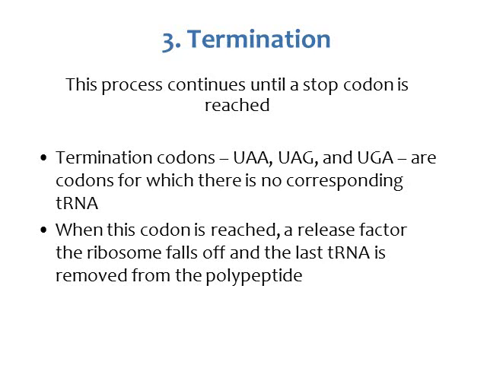So these 3 codons, there's no corresponding tRNA to these 3 codons. So when you reach one of these 3 stop codons, instead of a tRNA entering into the A site, you have another molecule called a release factor. So when this release factor enters into the A site, that causes the ribosome to break apart, so the small subunit and large subunit break apart or they fall off, and your last tRNA is removed from the polypeptide. So termination is basically everything comes apart.